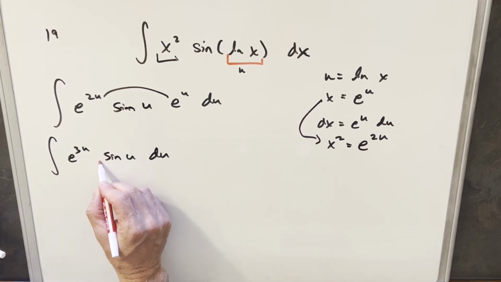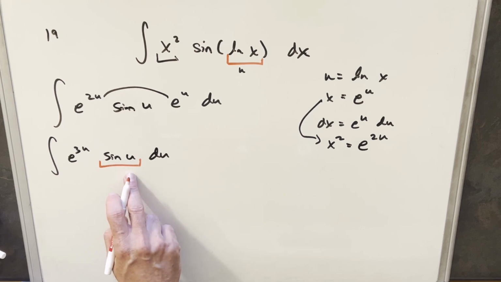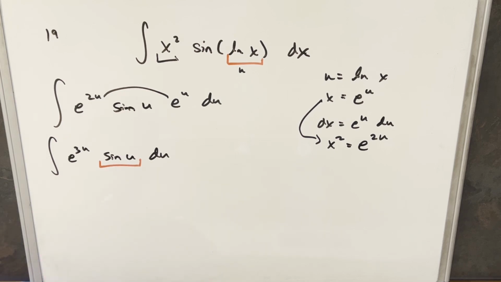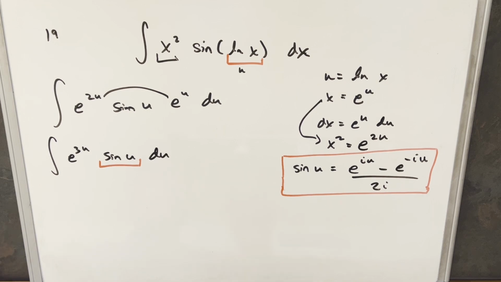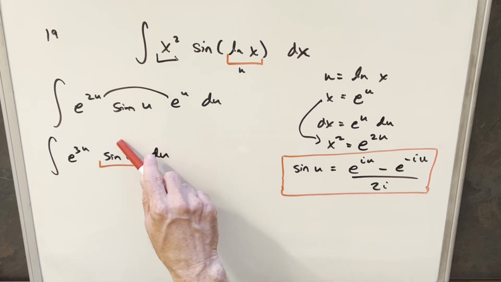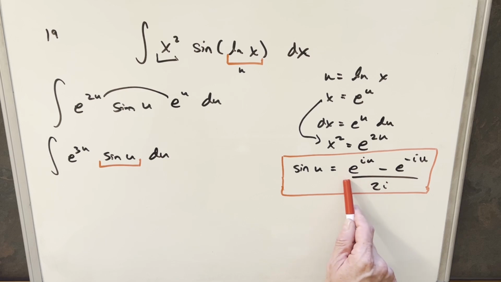You'll notice that for sine u, we do have a complex definition of this, and let's just look at that right now. For our complex definition of sine, we have this value over here to the right, and this is easily derived from Euler's formula. We could take this and plug this in and integrate, and notice that then we'd have all exponential functions, and it's not too bad.